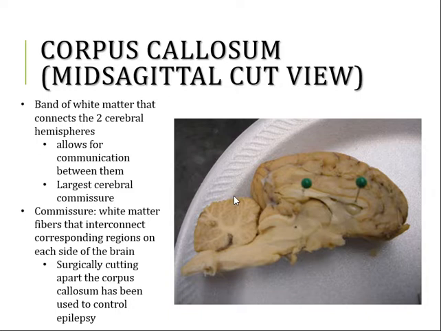But to review, our corpus callosum is a white matter band that connects our two hemispheres together, our left and right sides, which allows for communication between the left and right sides of our brain, and is our largest cerebral commissure. Commissures are white matter fibers that interconnect corresponding regions on each side of the brain, and surgically cutting the corpus callosum has been shown to control epilepsy.